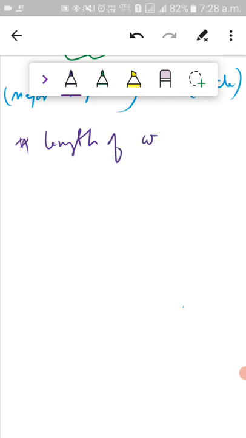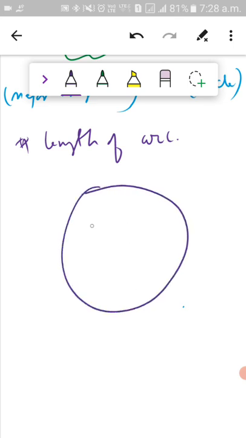Length of arc. Okay. So let us say this is a circle. O is our center. And AB is our concerned arc.